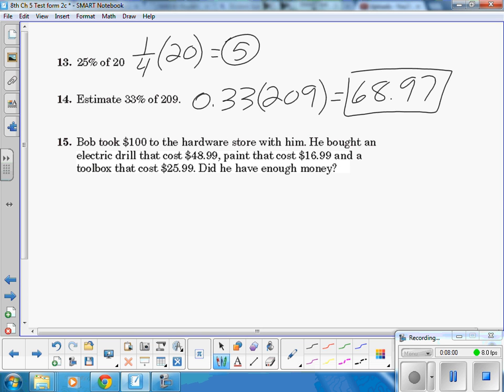Number 15, Bob took $100 to the hardware store. With him, he bought an electric drill that cost $48.99, paint that cost $16.99, and a toolbox that cost $25.99. Did he have enough money? When we add up these three amounts, we're going to get $91.97. So does he have enough money? Yes, he has enough money.